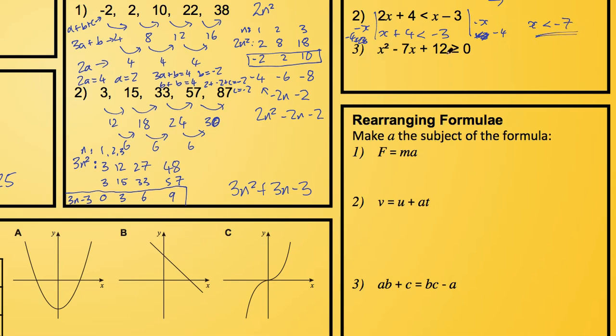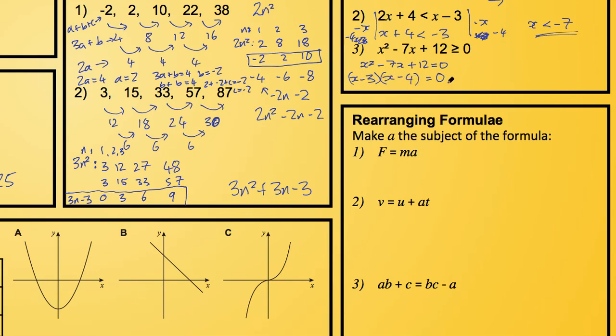This one, a quadratic inequality, I need to solve the quadratic first of all, so I'm just going to rewrite it as an equality, an equation. Try and factorize and solve that. That is, I need two negatives that multiply, that's minus 3 and minus 4.